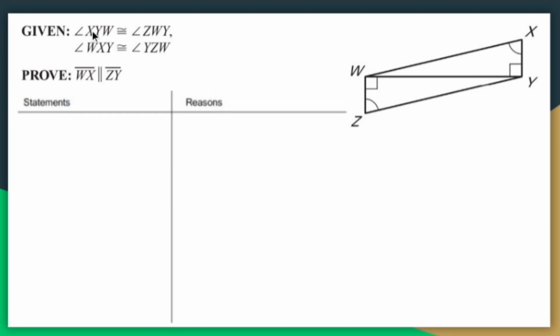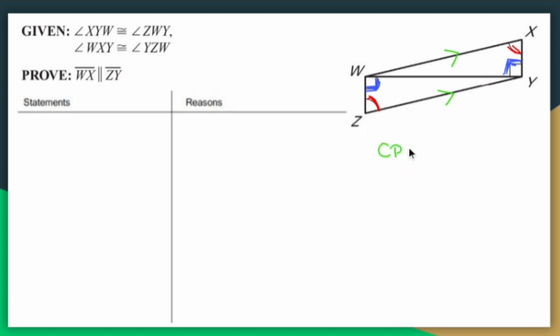Given angle XYW is congruent to that angle. I don't know why it just doesn't say that they're congruent. Why did it have to give me the right angles? But oh well, they're right angles. Also, we're told that this side and this side are congruent. This is weird. I need to show that these two lines, WX is parallel to ZY. I don't know this, I need to show this. So this is what I'm thinking. This is how my brain operates.